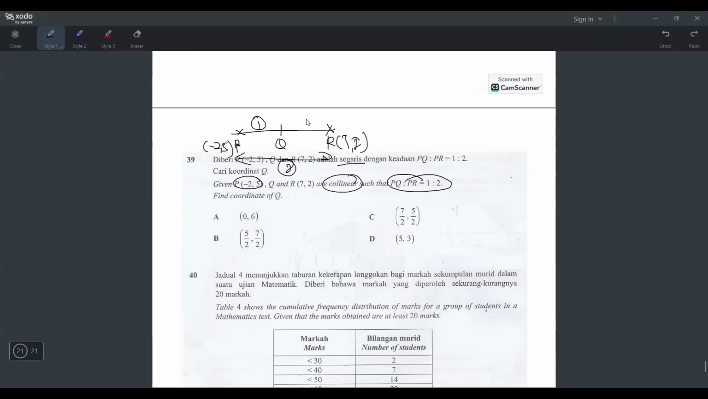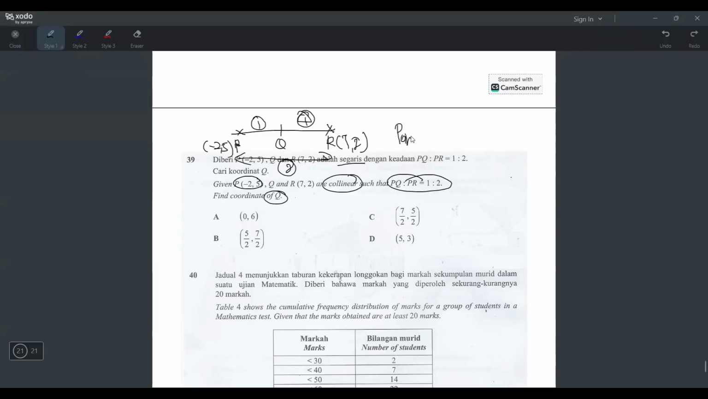It means you have to take 2 minus 1, which gives you 1. So as you can see, the ratio here is 1:1. It means point Q is the midpoint. Because if the ratio is 1:1, the distance here and the distance here is the same distance. It means point Q is exactly in the middle, exactly half. So how to find point Q? Just use the midpoint formula.